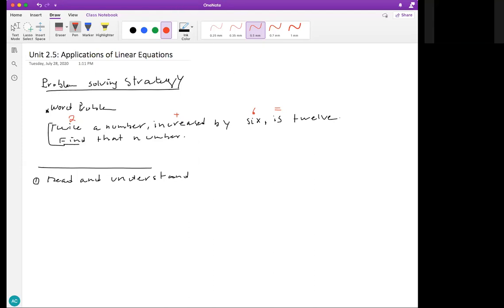And then of course this is 12. Find that number. So we're referring to the same number. Basically, the second step is trying to understand every symbol and translate everything. Let's call the number that we're looking for x. So twice x increased by 6 is 12. Find that number. We're referring to the same number, x. Basically, we have one unknown here.